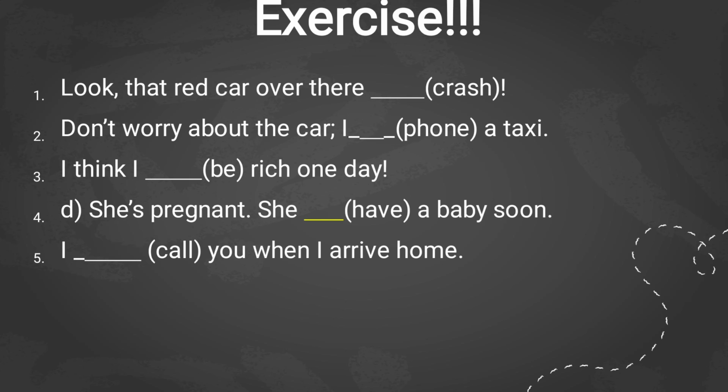This is the exercise. Okay, look, the red car over there. Kira-kira jawabannya apa? Ya, look, the red car over there is going to crash. Kita pilih going to karena ini ada evidence-nya. Lihat, nah ini evidence. And then number 2, don't worry about the car, I will phone a taxi. Nah ini offering, maka kita pakai kata will.